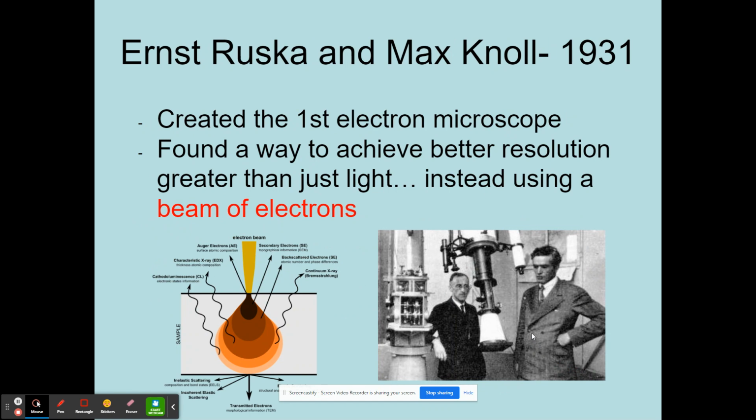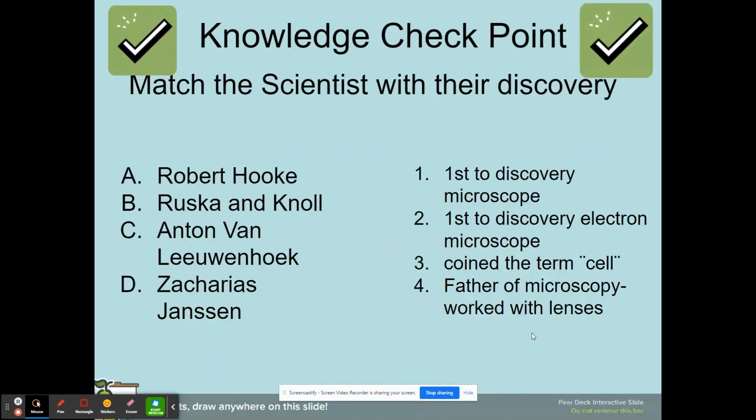And then last but not least, circa 200 years later, we have Ernest Ruska and Max Knoll, who are attributed with the first electron microscope. They found a better way to achieve better resolution than just using light, and instead used a beam of electrons. There are two different types of electron microscopes, which we'll talk about a little later in the lesson: the scanning electron microscope and the transmission electron microscope. That pair discovered that in 1931. So this is your knowledge check, to match each of the appropriate scientists with their discovery.